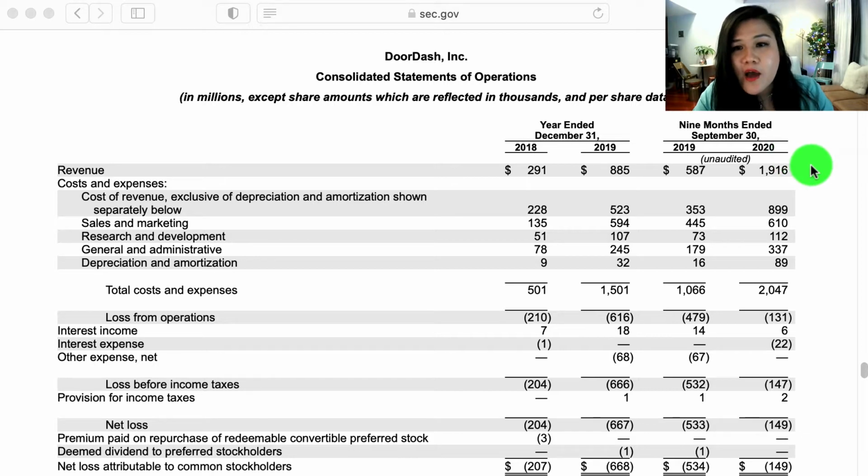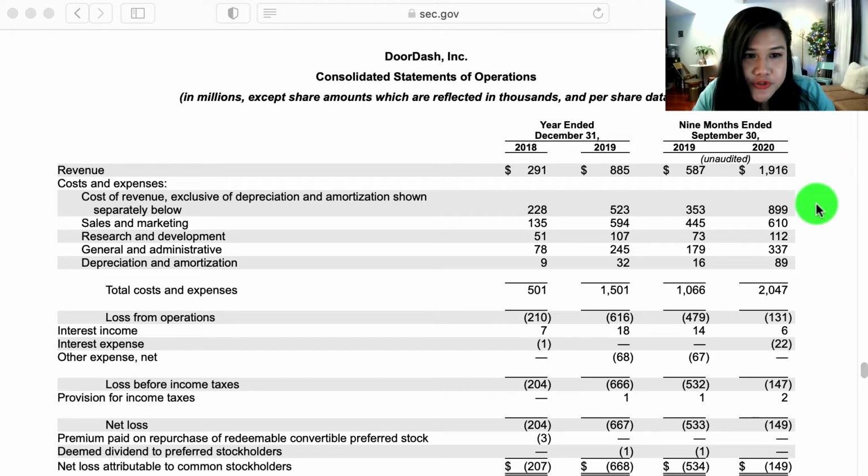Now keep in mind that not all this growth is organic. Doordash did make an acquisition in 2019 that contributed to some of that growth. The acquisition was in a premium food delivery service provider called Caviar. So we'll talk about Caviar more later on.